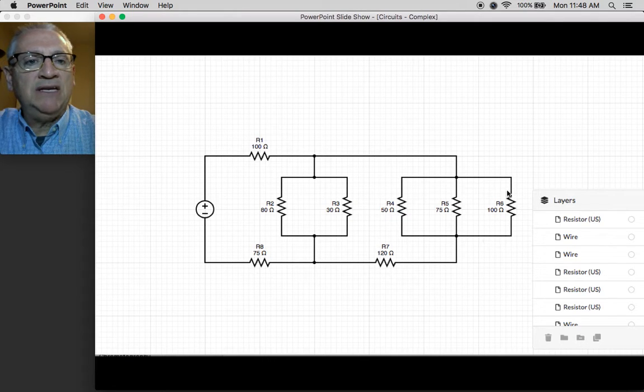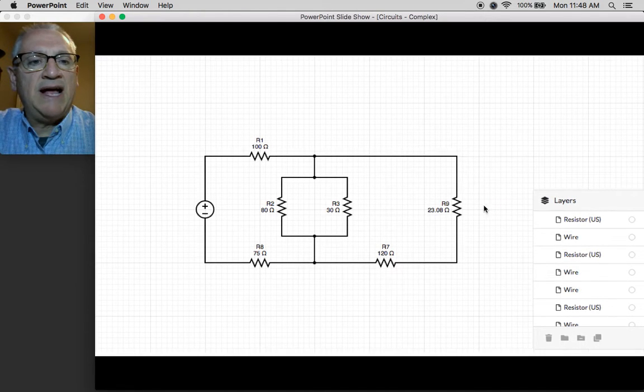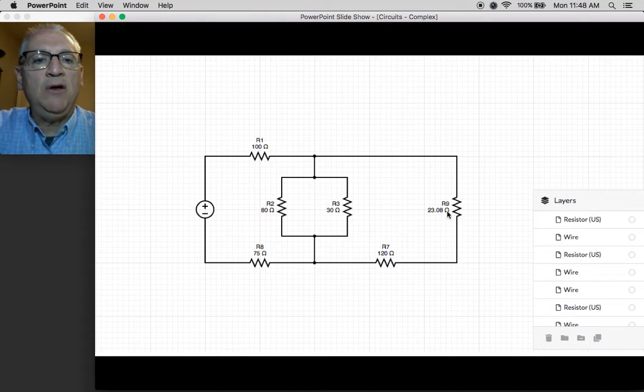I would recommend getting rid of this parallel system that's right here. You use your parallel resistance formula, 1 over RT equals 1 over R1 plus 1 over R2 plus 1 over R3. You'll notice that these things are labeled. And so if we do that, we can actually create a single resistor. It has a resistance of 23.08 ohms, and I've labeled it R9.